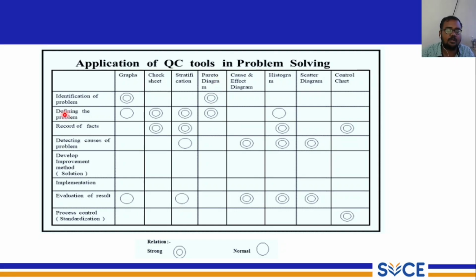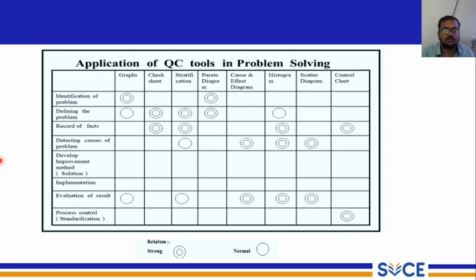But for identification of the problem, you could see the cause and effect diagram, histogram and scatter diagram do not possess any significant relationship. On the other hand, the Pareto diagram and graphs will be the most ideal tools for identifying the problem, especially when you are at the initial stage of implementing quality techniques in the industry. I hope with this video you'll be much clearer about the 7 quality tools which are most commonly used in industries.